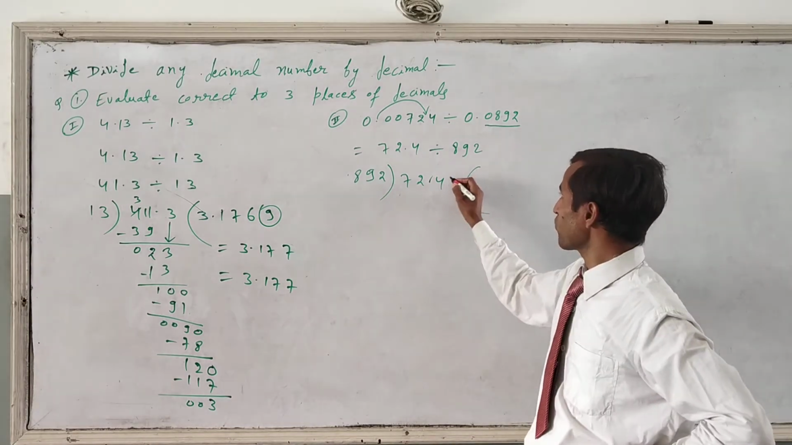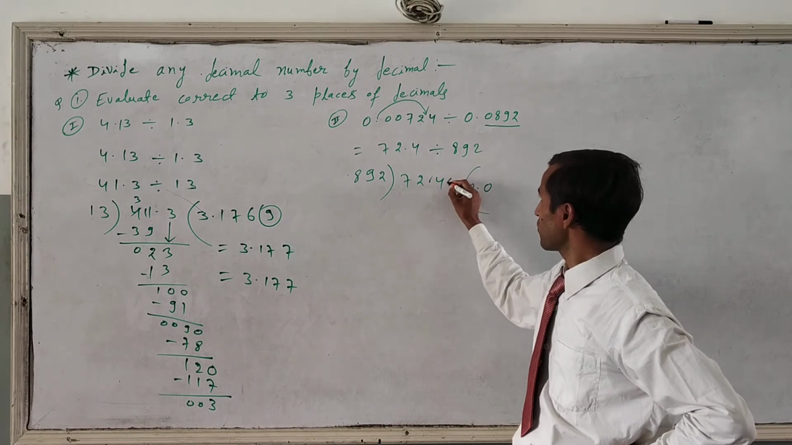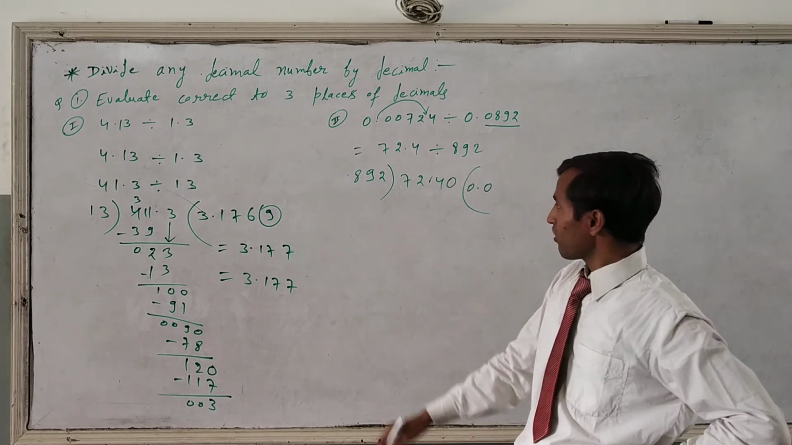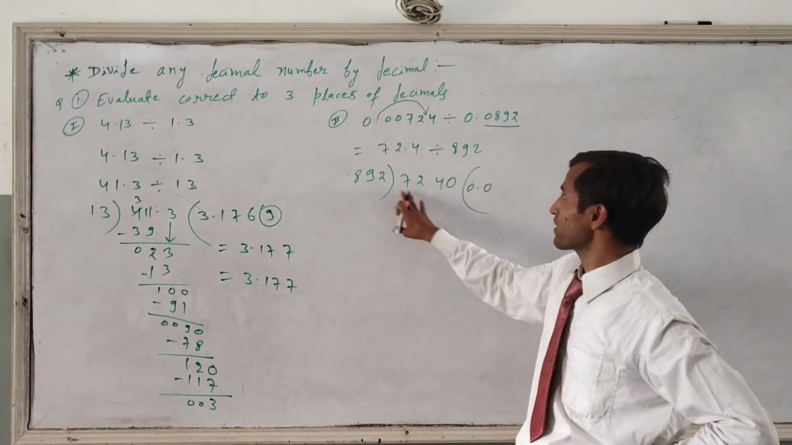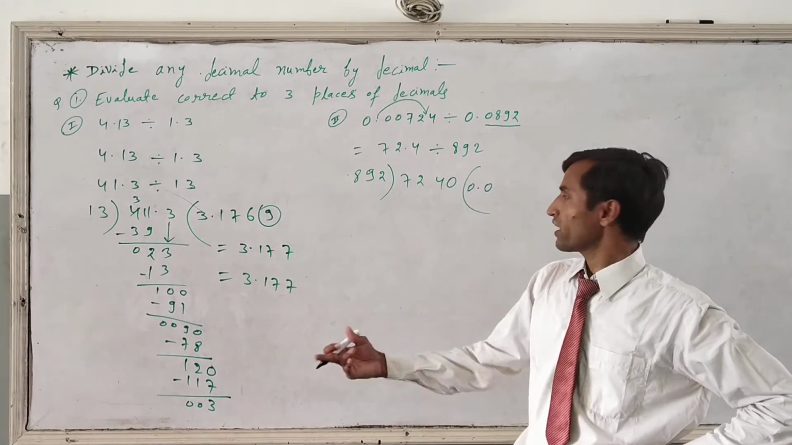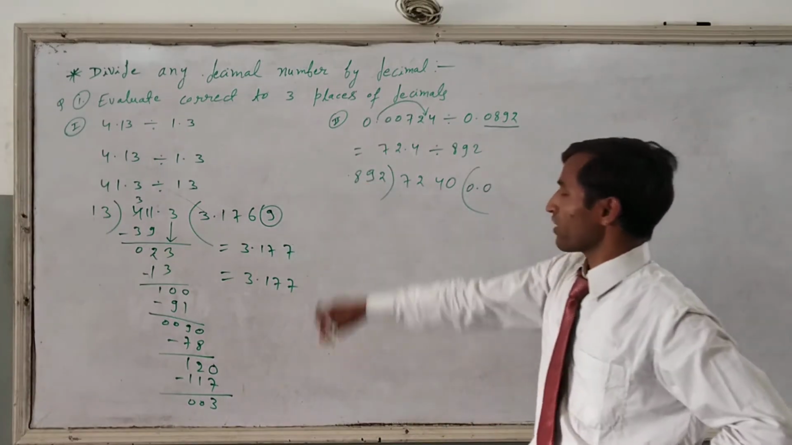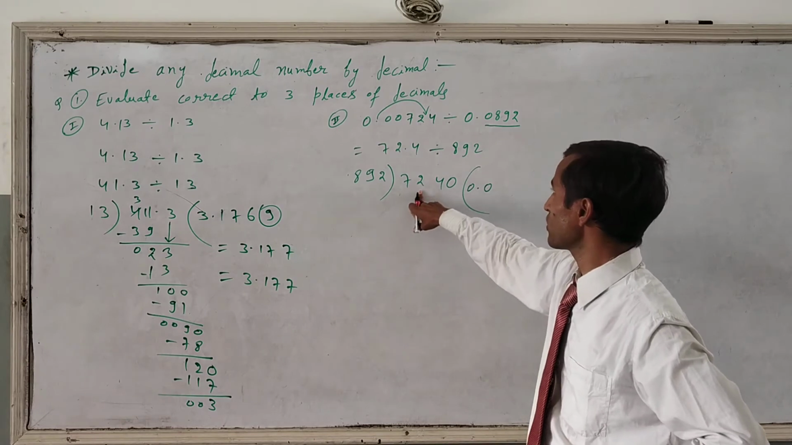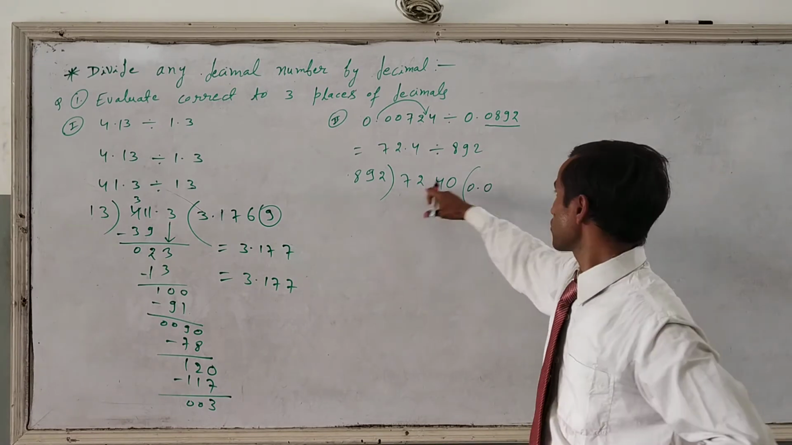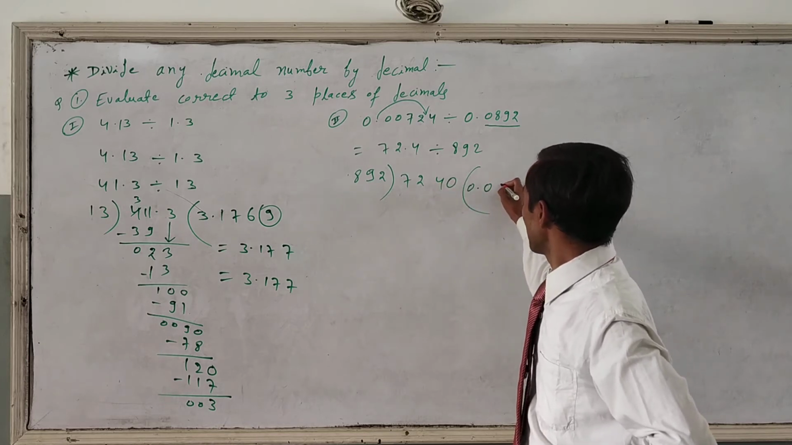For that we have to add one more 0 here. So you put 0 in the quotient, then you write down 0. Now it is 7240, so it is greater than 892. Now we can divide easily. For that you have to check by which number we have to multiply so that it becomes less than or equal to this number. For that, just multiply by 8.